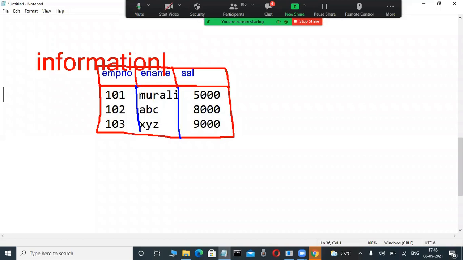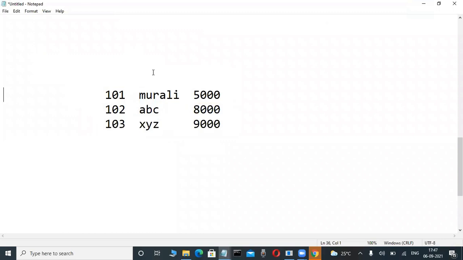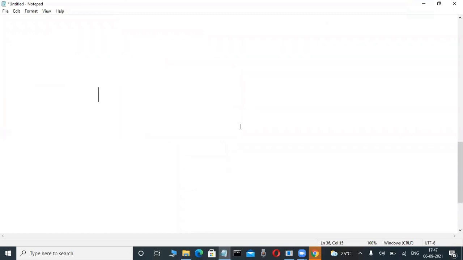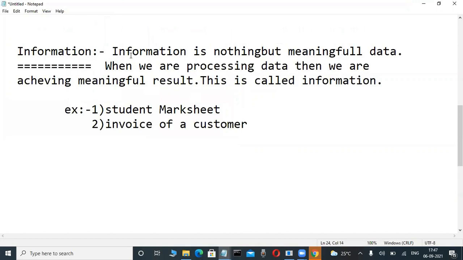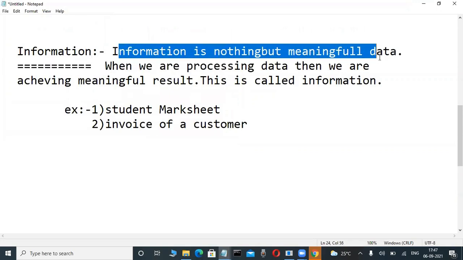How can you give the guarantee? Compared to the previous case, meaning is there. Meaningful data: maybe this employee number is 101, his name is Murali, and he is getting a salary of 5,000, dollars or rupees, that is for later. Employee number 102, his name is ABC, salary is 8,000. That's why meaningful data is called information. Information is nothing but meaningful data.